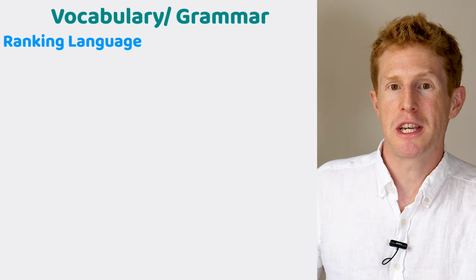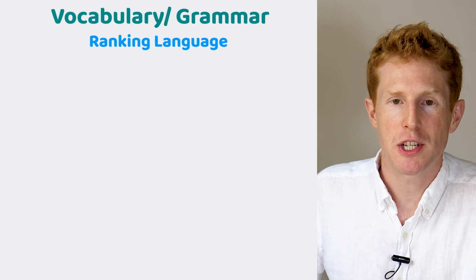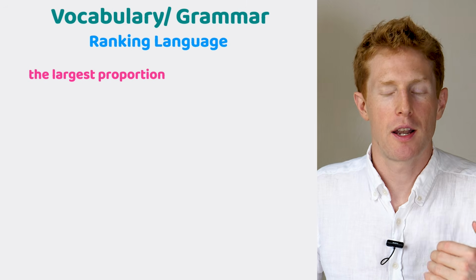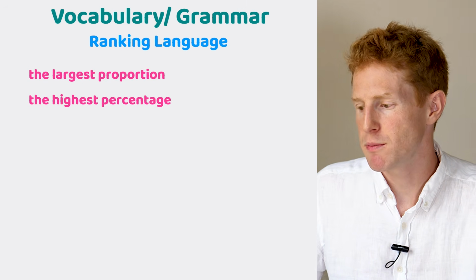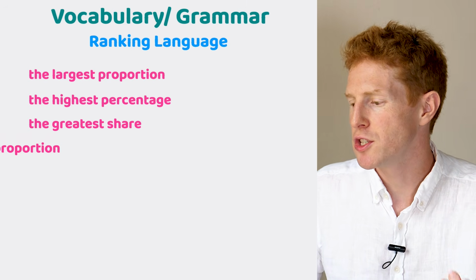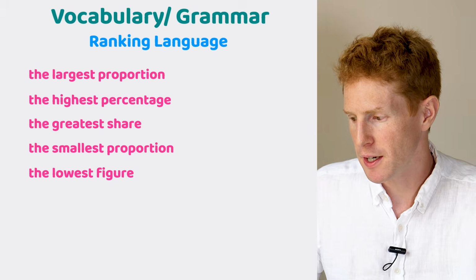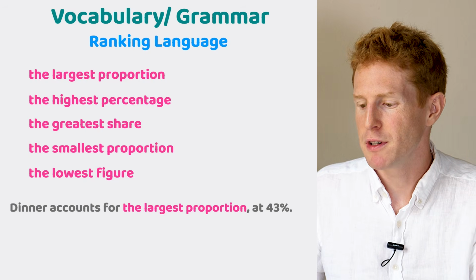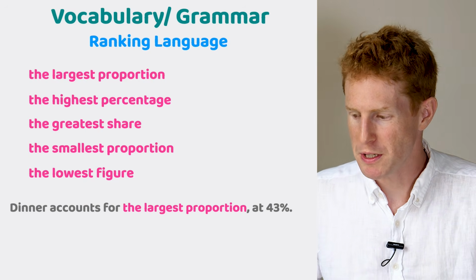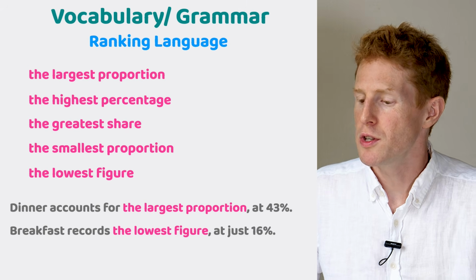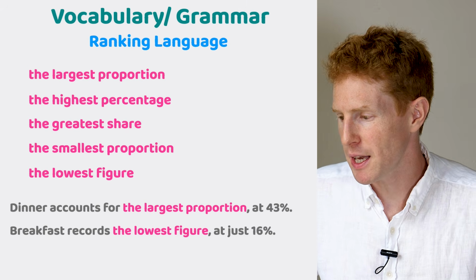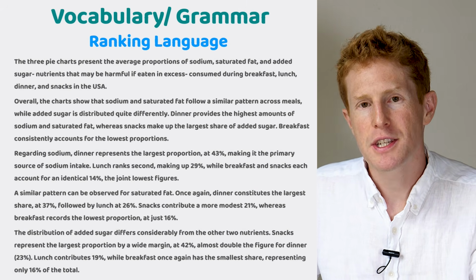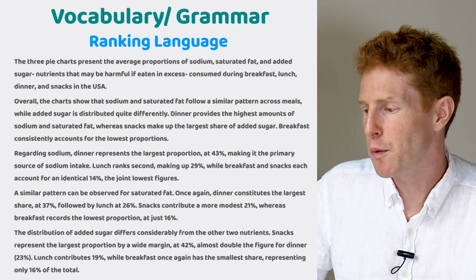The next thing I want to show you is ranking language. This is especially useful for pie charts. Things like the largest proportion, the highest percentage, the greatest share, the smallest proportion, the lowest figure. You can say things like dinner accounts for the largest proportion at 43%, or breakfast records the lowest figure at just 16%. Now look again at my answer and see how much ranking language I use.